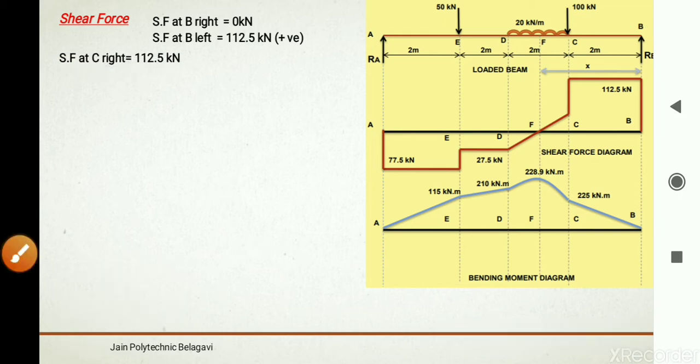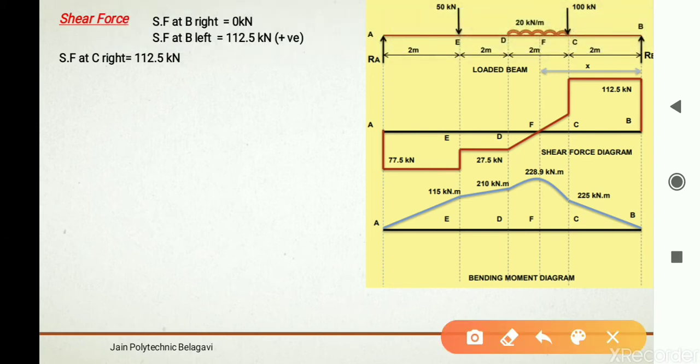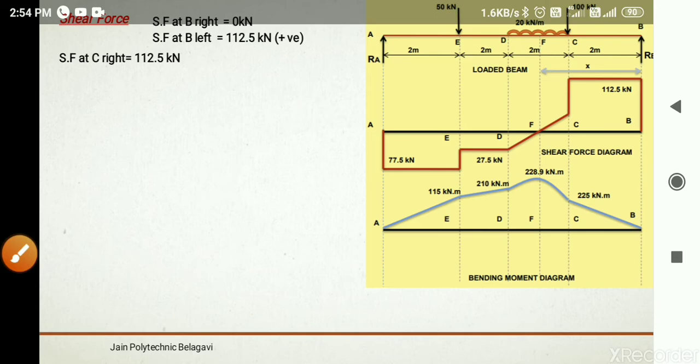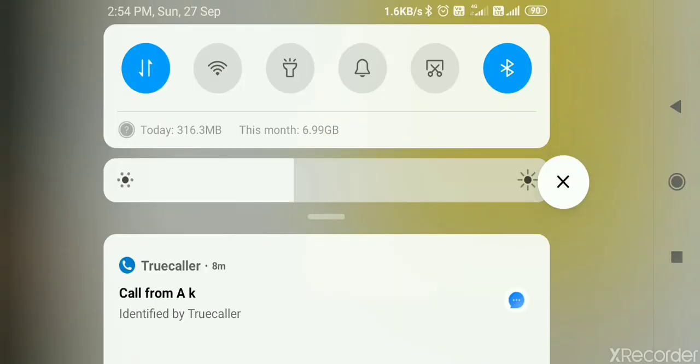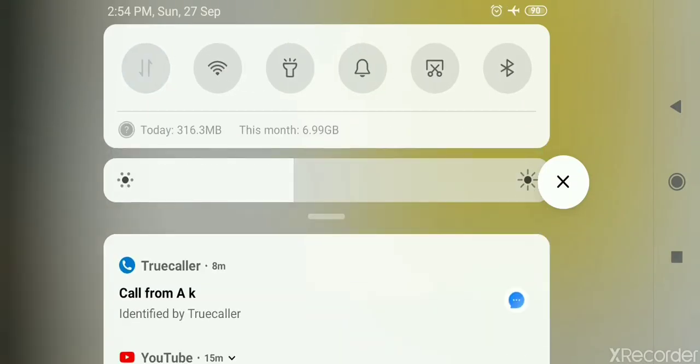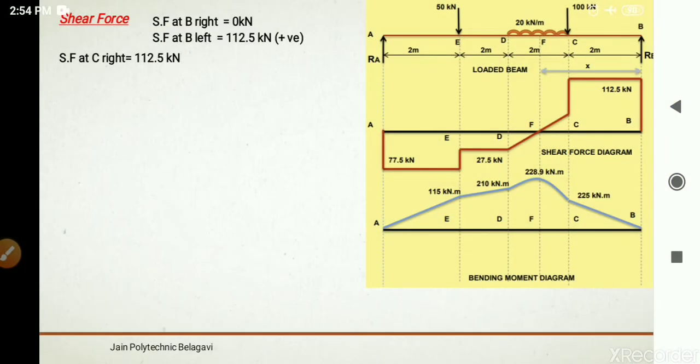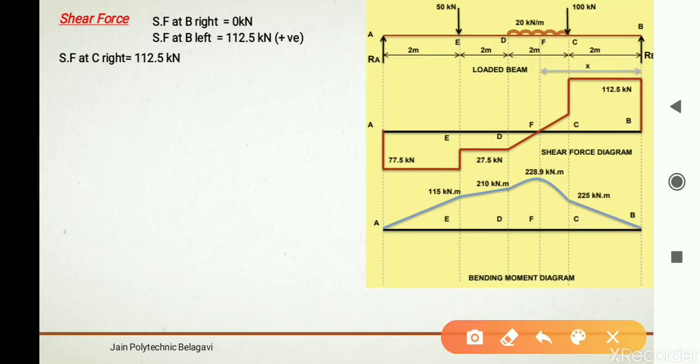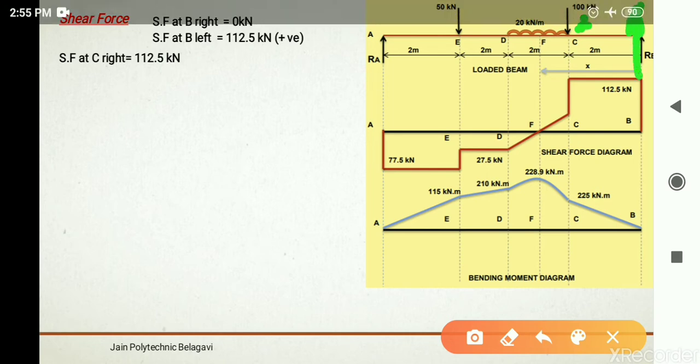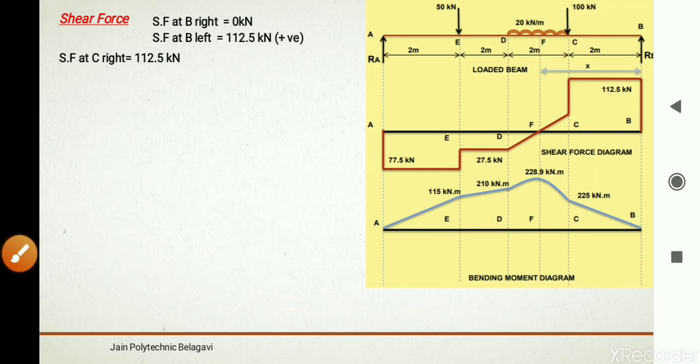Shear force at C right. When you stand on the right side of point C here, there is only one force acting, that is reaction force. So take that into consideration. So it is 112.5.